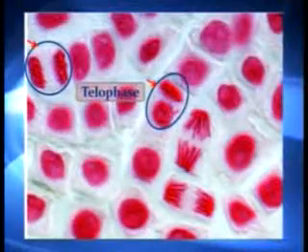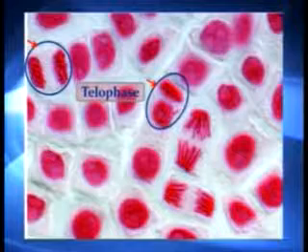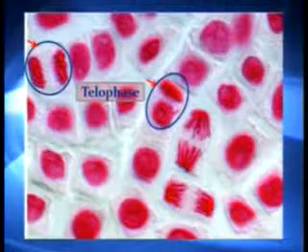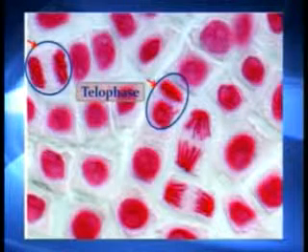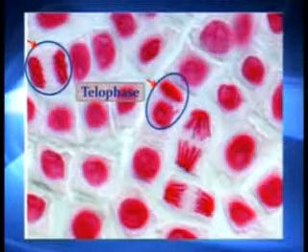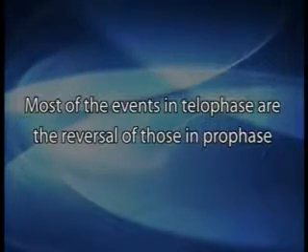Gradually, new nucleoli appear as the ribosomal genes become active and produce ribosome subunits. The spindle depolymerizes completely and disappears. Most of the events in telophase are the reversal of those in prophase.